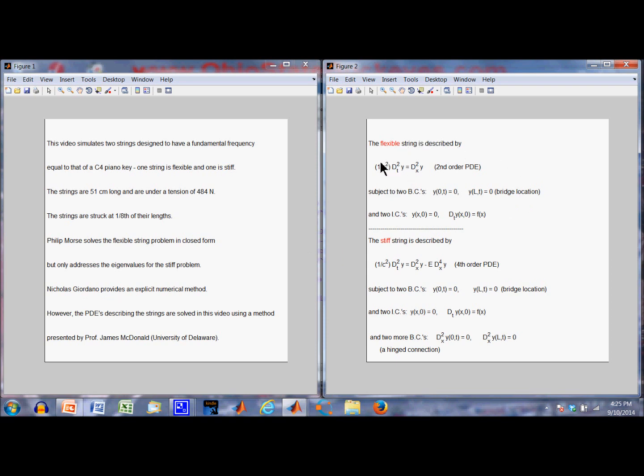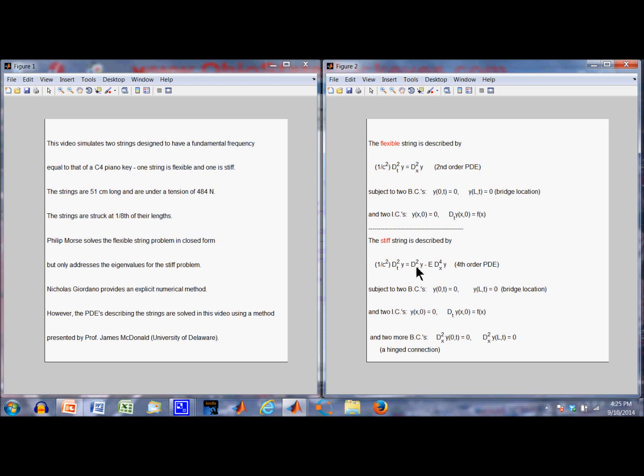Here's the description of the problem. Here's the flexible string wave equation. Here are the two boundary conditions signifying that the string is held rigidly at the two endpoints. Here are the initial conditions. Initially it's at rest, and it has an initial velocity specified by this f of x function, which is a consequence of the hammer strike.